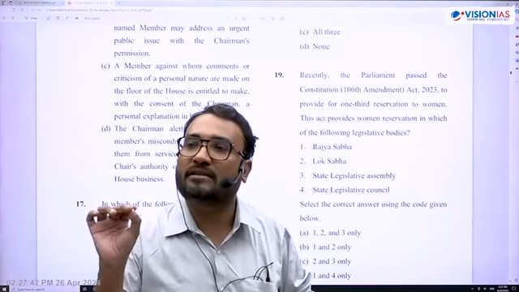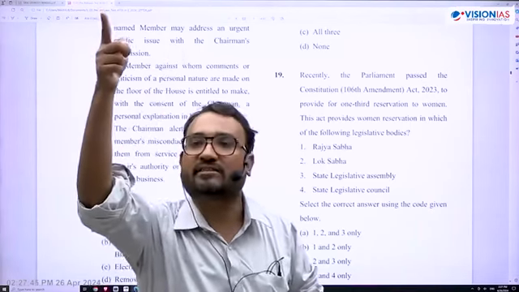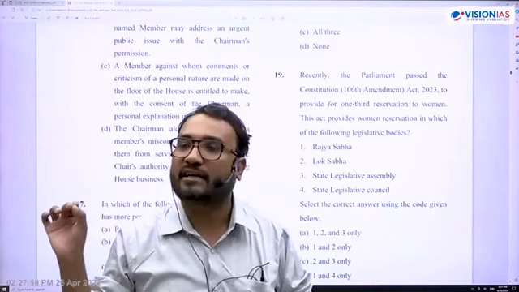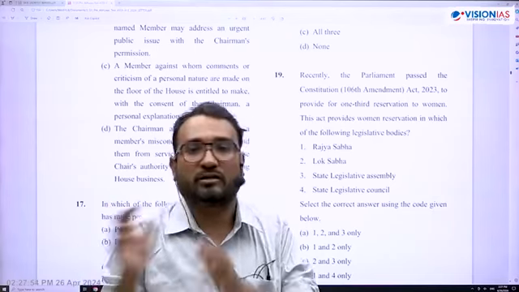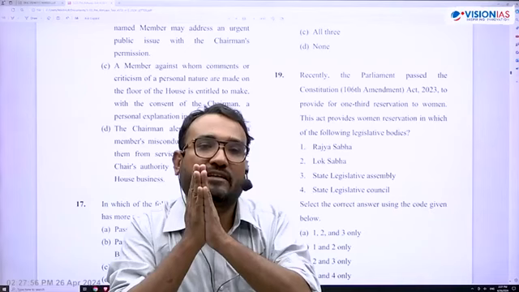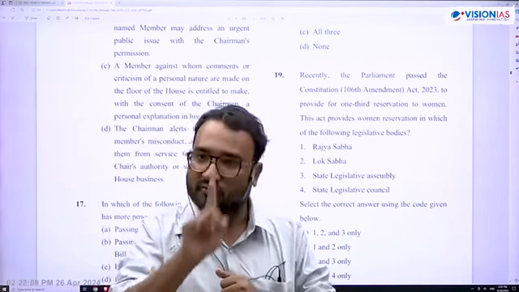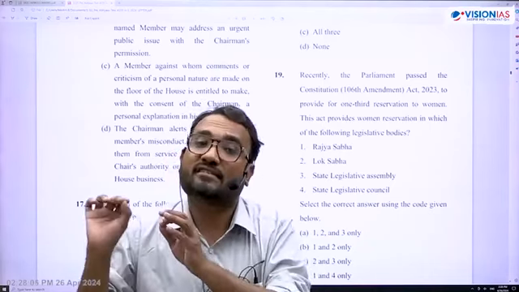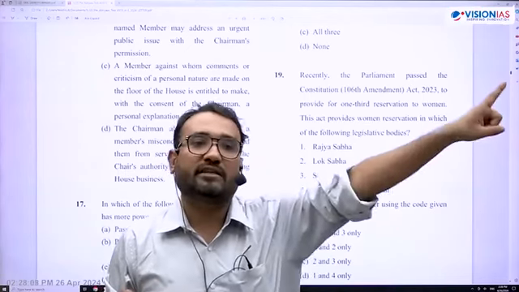52% OBC population is there as per the last caste census, which was in 1931. Mandal Commission has said that 3,743 castes can be said to be OBC, and they constitute approximately 52% of the population. Caste census has not been conducted in India since 1931. Only one state, Bihar, has conducted a caste census, called a caste survey. Otherwise, the last caste data that we have is of 1931.